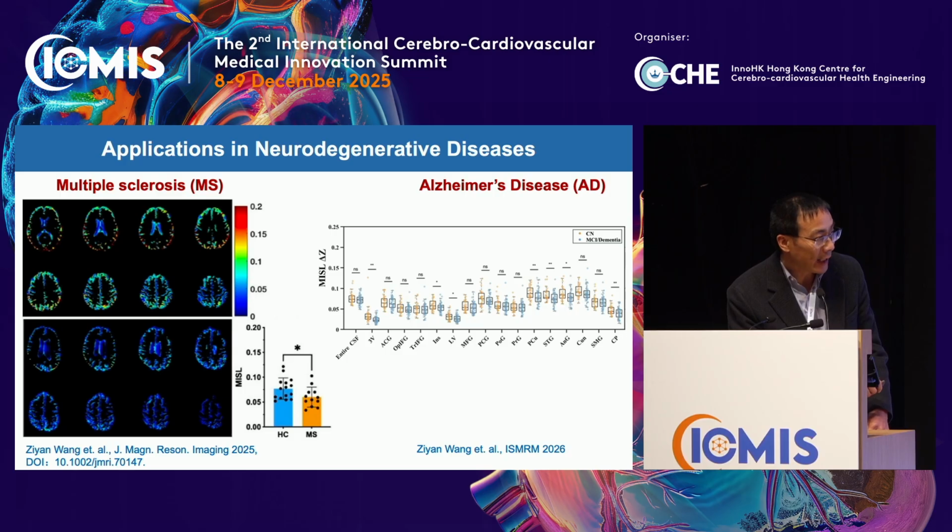As I mentioned, this tissue lymphatic system is strongly correlated to neurodegenerative diseases. As shown here, this work was done by Jiang's group at Hong Kong University, and they show that in both multiple sclerosis and Alzheimer's disease, the tissue system exchange dropped dramatically, particularly in MS, with a 20% drop.